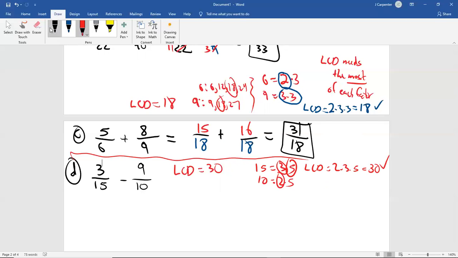Yay! So we take the original problem. We rewrite the denominators as the LCD, which we're forcing to be 30. Then we get those new numerators, which we'll do in red. 15 will go into 30 twice. 2 times 3 is 6. 10 will go into 30 3 times. 3 times 9 is 27. Uh-oh. 27 is bigger than 6. We can't do that. Yes, we can.